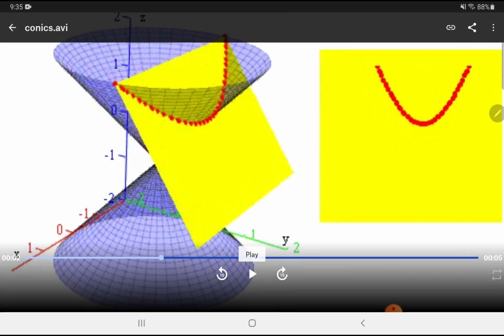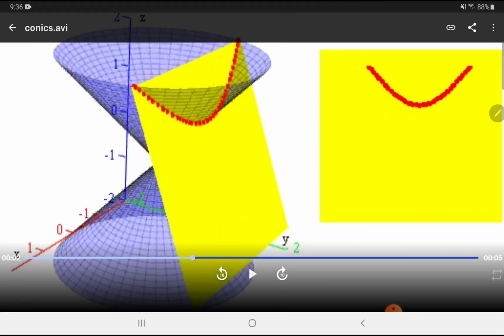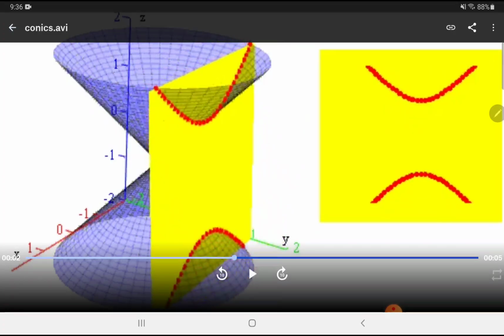Okay. And then as that yellow cross section starts to become perpendicular to your conic, you actually start forming, you can tell now, you're cutting through two cones, and so you're going to be forming this shape here, which we call a hyperbola. Hyperbola, okay? Not parabola, these are hyperbolas, okay?